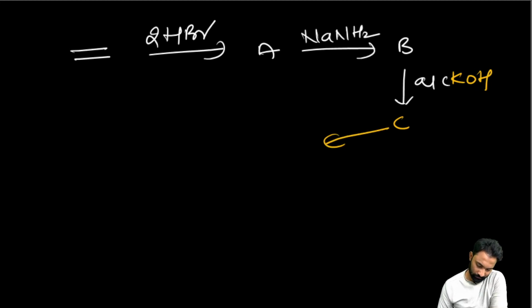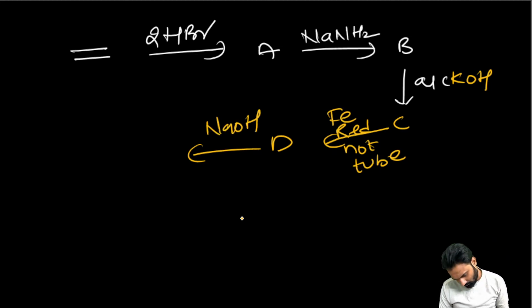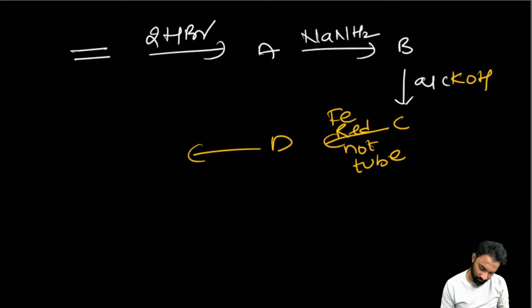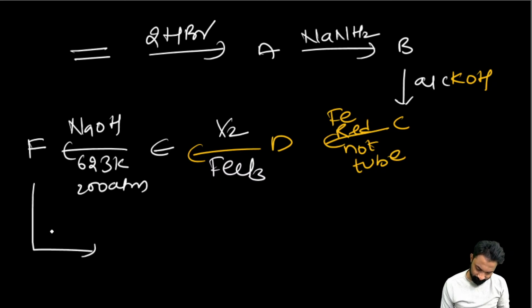This C upon Fe red hot tube gives D. D upon X2, FeCl3 gives E. This E upon NaOH, 623 Kelvin and 200 atm pressure, gives F. This F upon CHCl3, NaOH gives G.